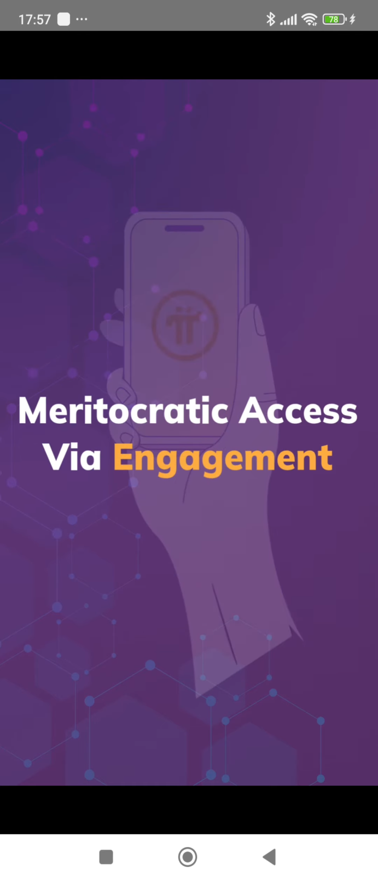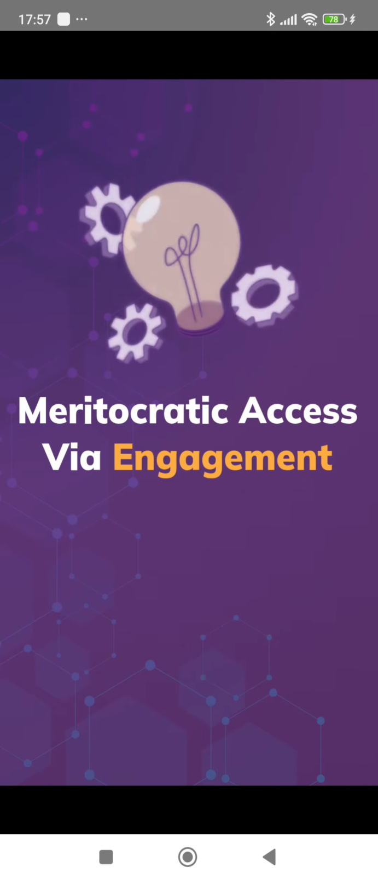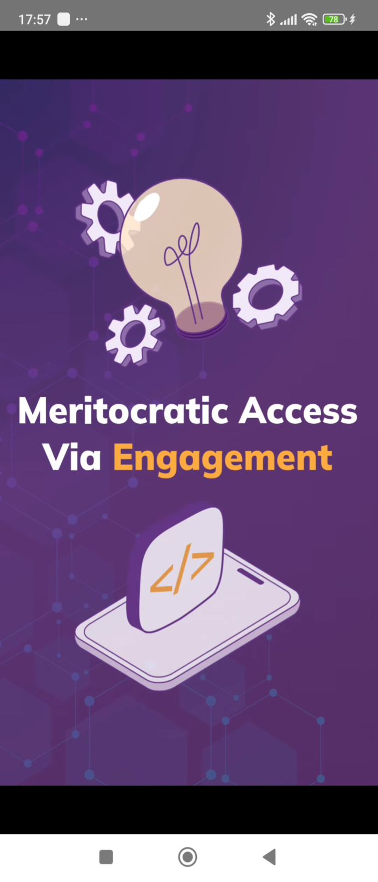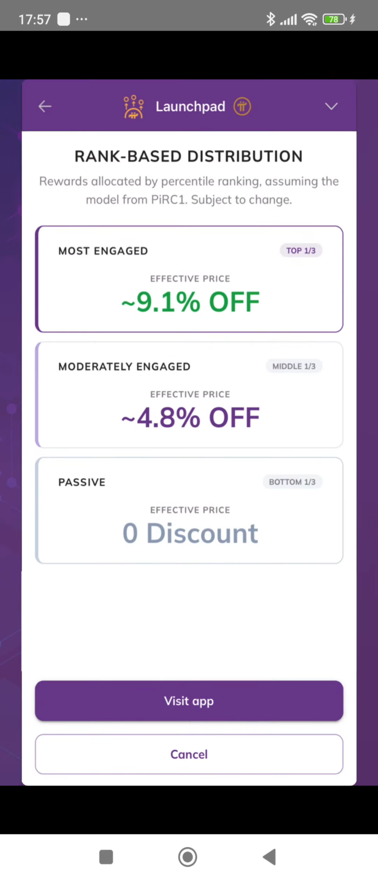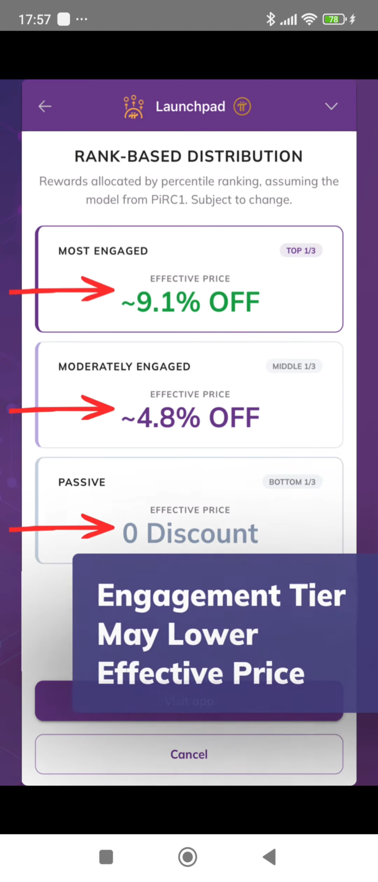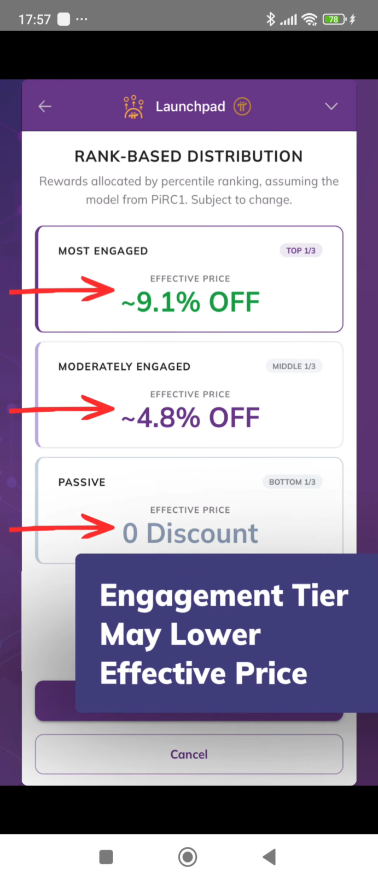In the meantime, you can move to the engagement and participation step. Your engagement with the app is a process for you to assess if this app is useful for you, while the issuing project can gather user feedback and validate their product's use cases with real users. By engaging with the issuing project's app, you will receive an engagement score which determines your engagement tier that may lower your effective price when committing to buy their tokens. The more you engage, the lower your effective price will be.